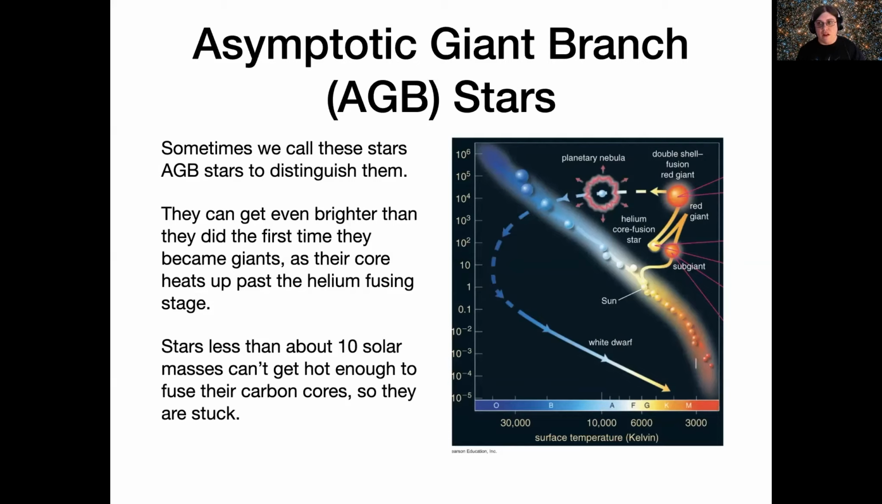Now somewhere around 8 to 10 solar masses, that's the original mass of the star, we hit a limit. Stars below those masses can't get their cores hot enough to fuse carbon. So no matter how much they contract their core, no matter how much the weight of the star bears down on that core, it's never going to get hot enough to start fusing again. It's stuck.